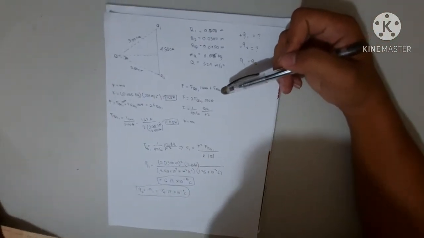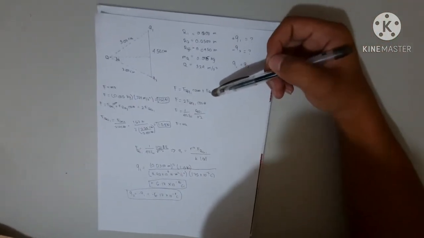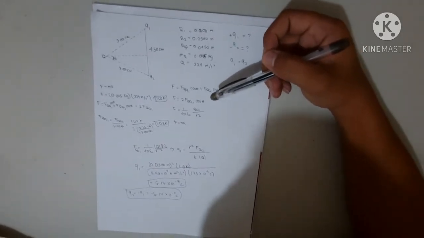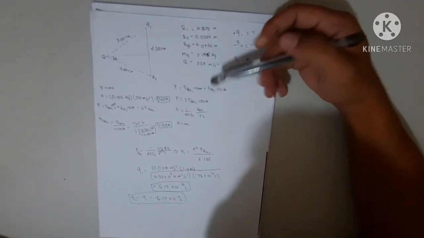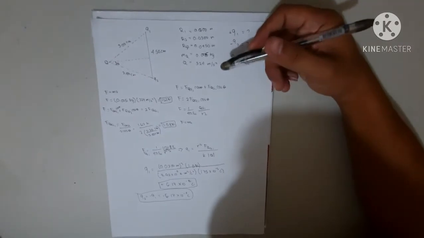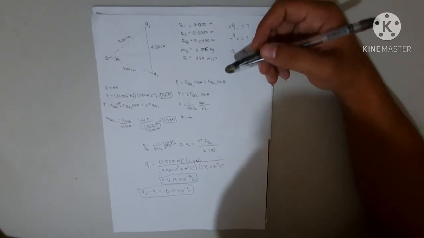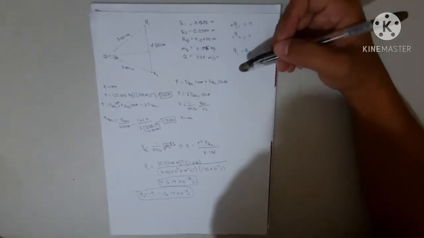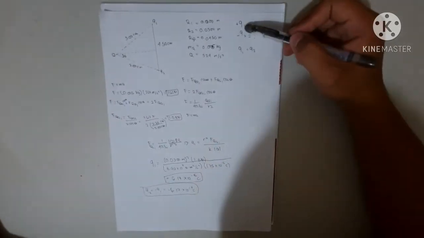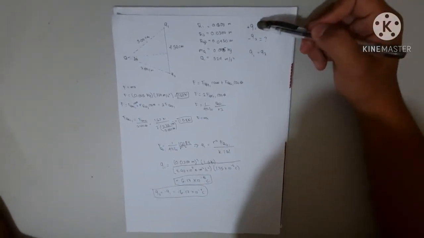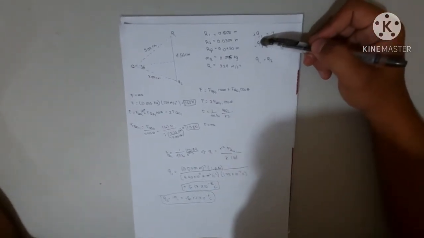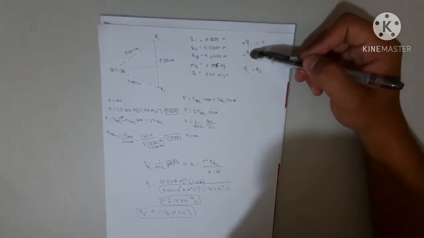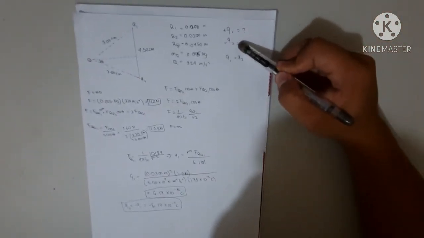First off, Q1 and Q2, because of parallel acceleration, and after evaluating the diagram, this tells us that since the acceleration is going upward, that means Q1 is positive. So that's the reason why I put plus on Q1. So, which means Q2 is negative.